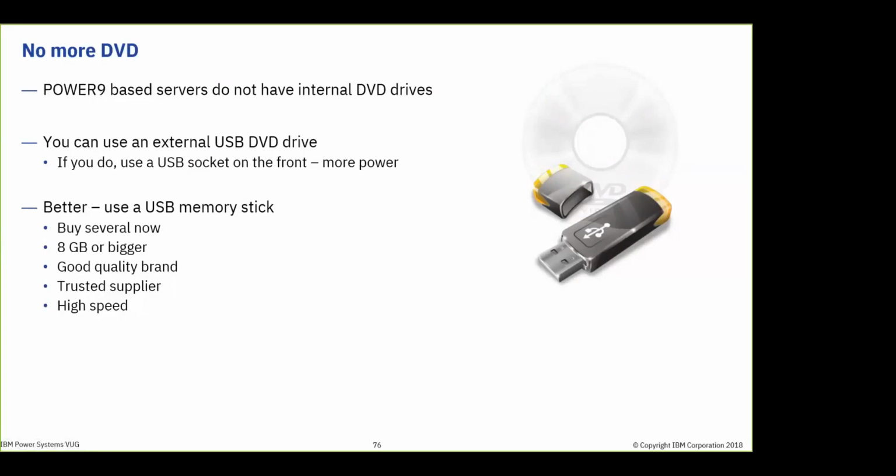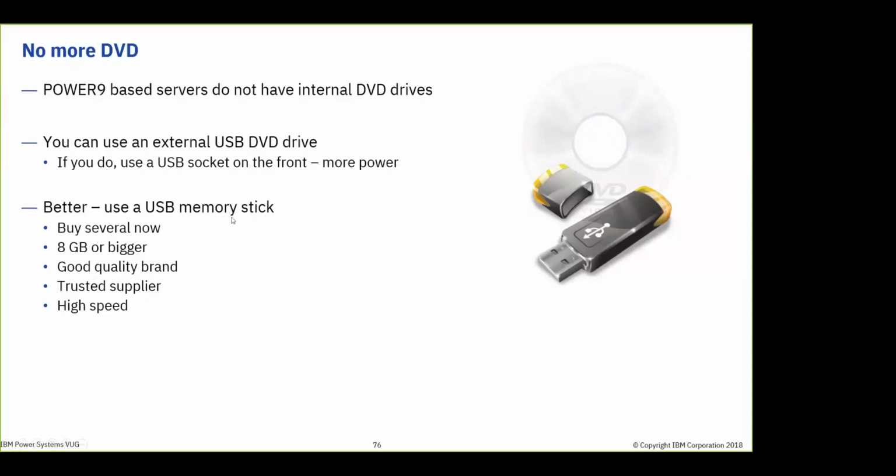If you do get one, do plug it into the USB sockets on the front because they have more power. If you buy one other than the IBM versions, we do recommend that you get one which has got an external power connection so that you can plug DC power into it, because these are not PCs. They're not designed to be driving DVDs all the time. So it's better to have something which you can plug your own USB power into.